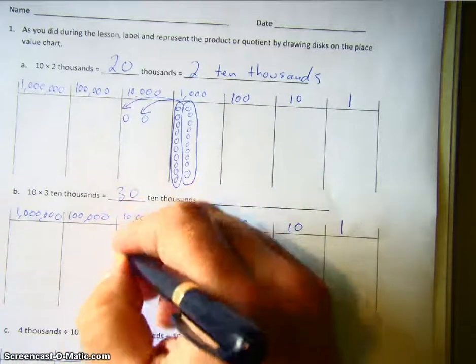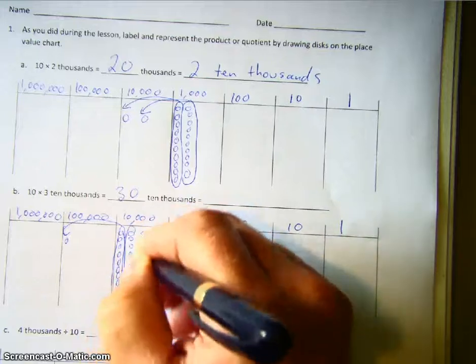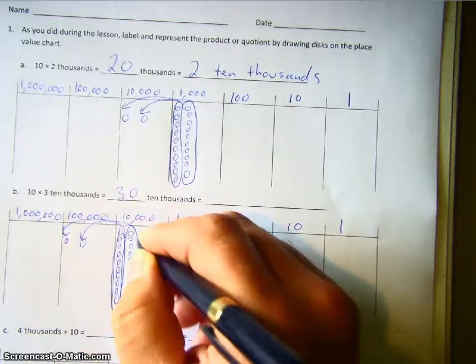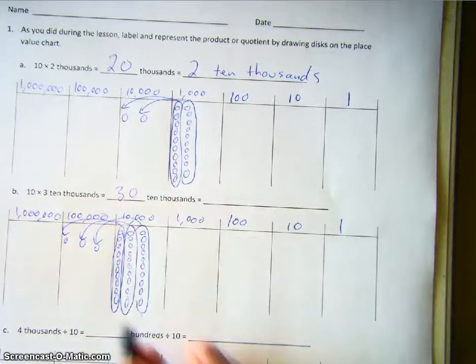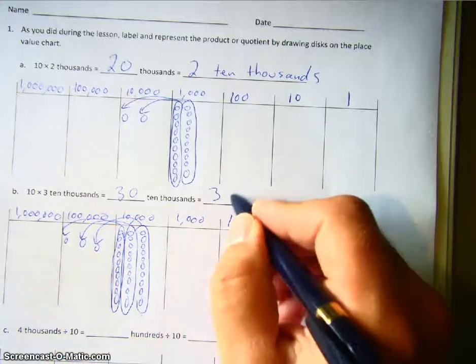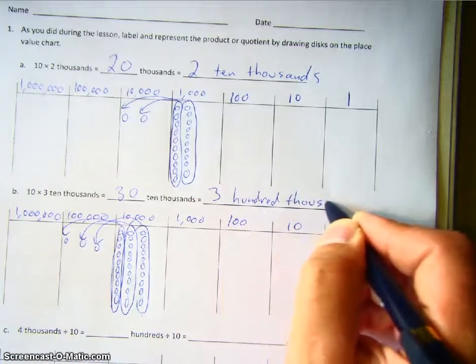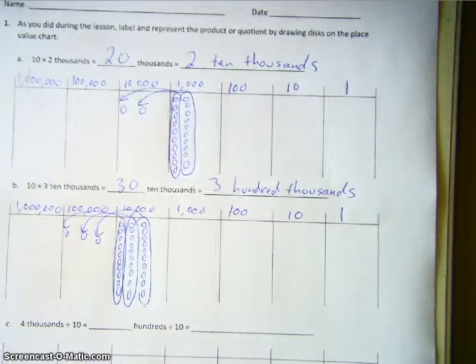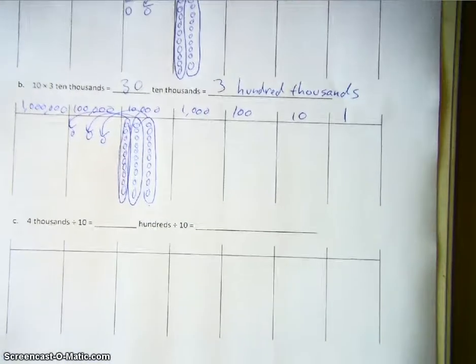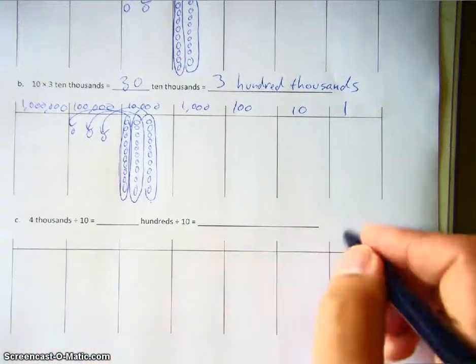Okay, now we can go ahead and bundle up our groups of 10, just like what we did in class. Bring those over to the next spot over. Now we can see that we have 300,000s. Okay, all right. Now our third one's going to be slightly different because we're going to actually go ahead and divide. So what we need to do here for our division, we're going to start off with our place value.